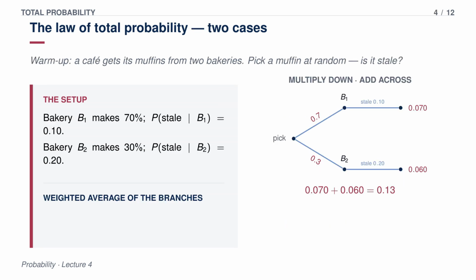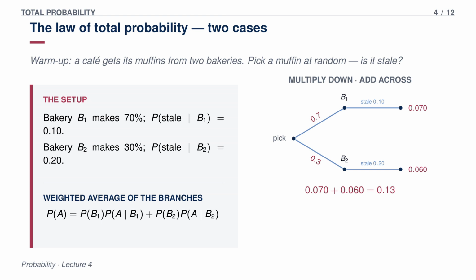Let's make it real with just 2 cases. A café gets its muffins from 2 bakeries. Bakery 1 makes 70% of them, and 10% of those go stale. Bakery 2 makes the other 30%, and 20% of those go stale. Pick a muffin at random. What's the chance it's stale? You walk down each branch and weight it. The probability of stale is the probability of bakery 1 times the stale rate there, plus the probability of bakery 2 times its stale rate.